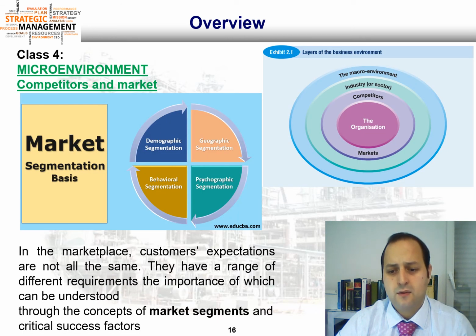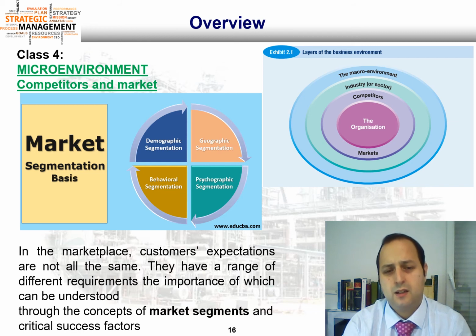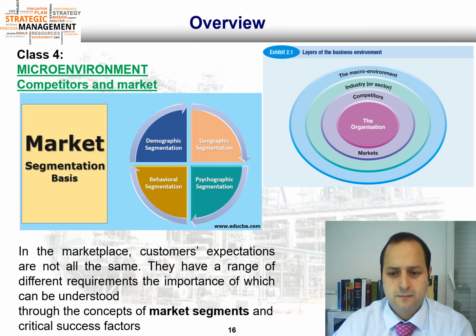And we finished class 4 speaking about competitors and in concrete about the market. You have to be aware that in the marketplace, customers do not have the same expectations, and therefore there is a very important tool of market segmentation, which separates customers depending on different bases. Depending on the industry, there are different factors to separate customers. For example, demographic segmentation, geographic segmentation, behavioral segmentation, or psychographic segmentation.